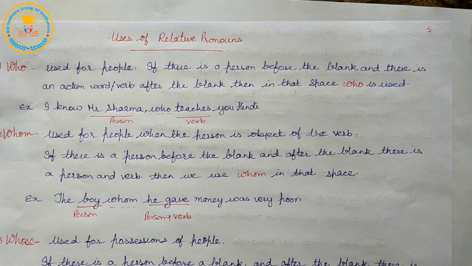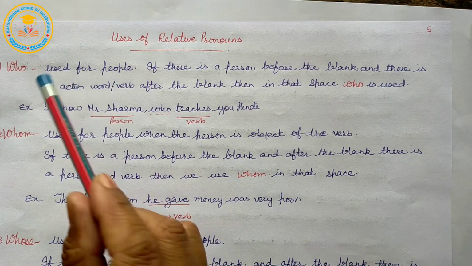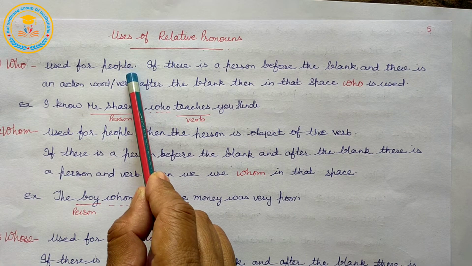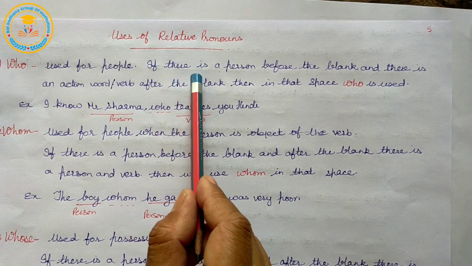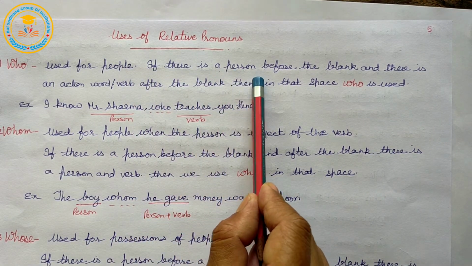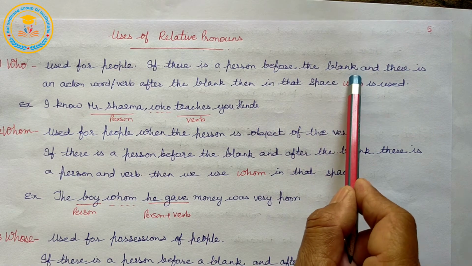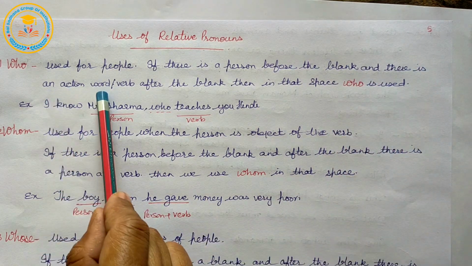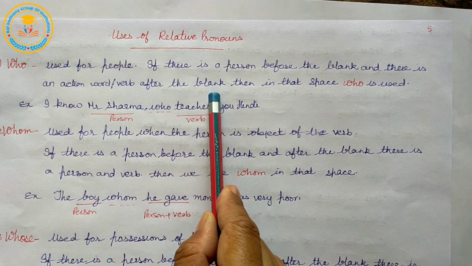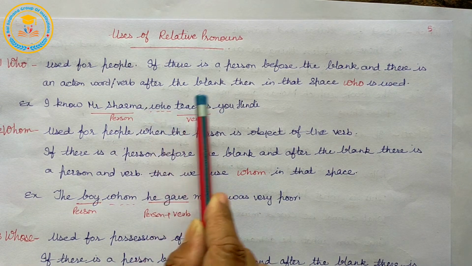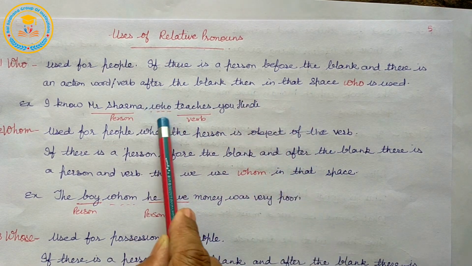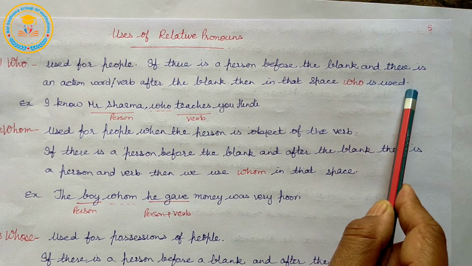Uses of relative pronouns. First, who. Used for people. If there is a person before the blank and there is an action word or verb after the blank, then in that space who is used.